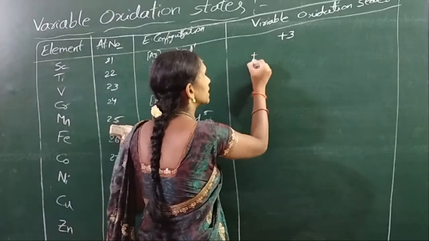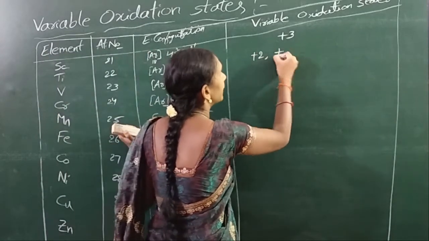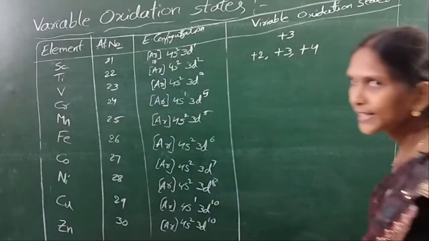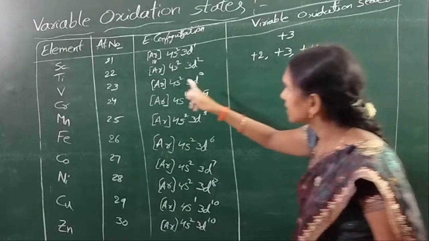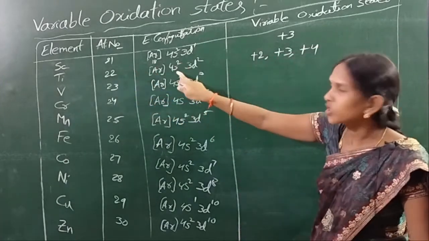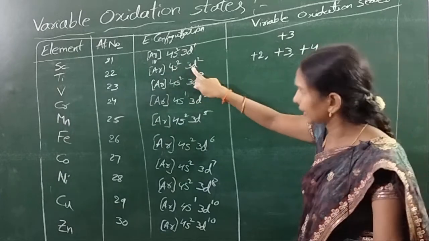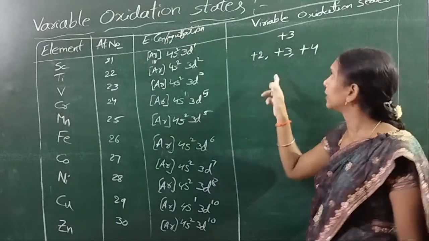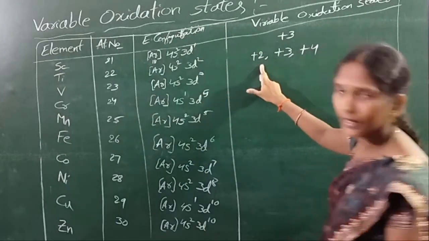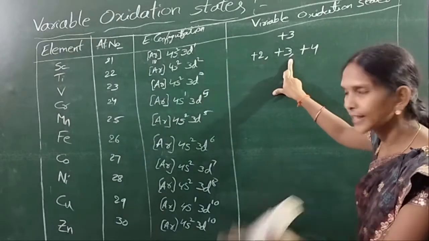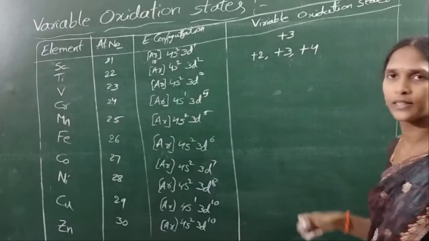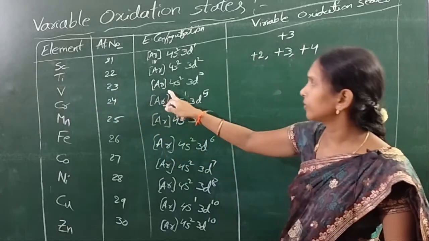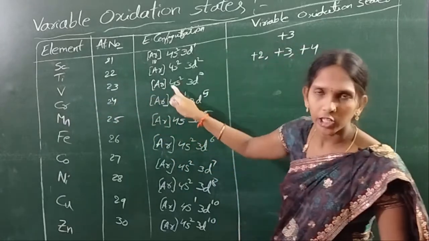Plus 2, plus 3 and plus 4 can exist. That means titanium can lose 2 electrons, or 3 electrons, or 4 electrons. The chance is that 2 electrons are released, or 3 electrons are released, or 4 electrons are released. Here, vanadium: the atomic number is 23, and the electron configuration is this.